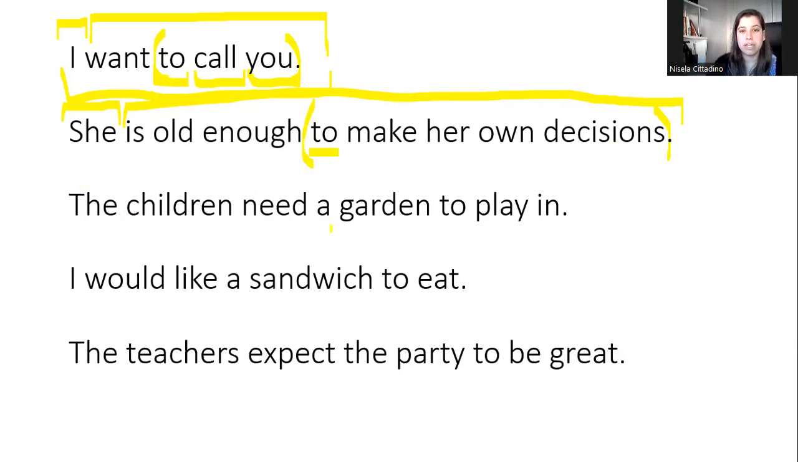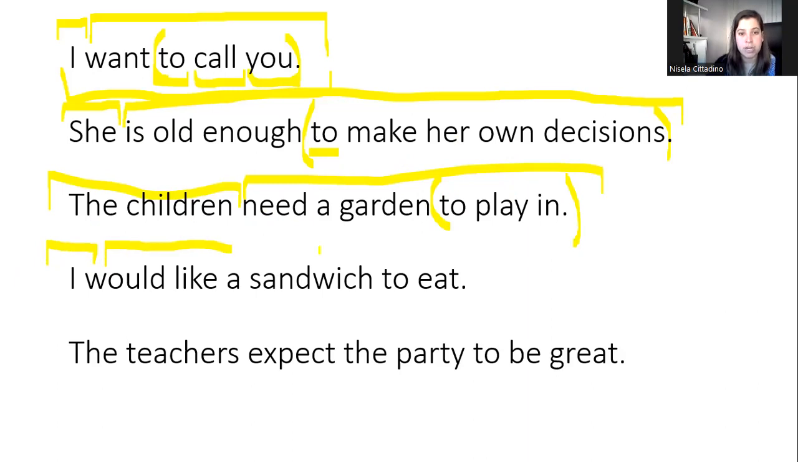Here, the children need a garden to play in. The children is the subject, need a garden to play in is the predicate. Always the predicate is where we see the verb, okay? And where does the non-finite clause begin? Here, to play in. I hope you are getting it. It's not that hard to identify it.